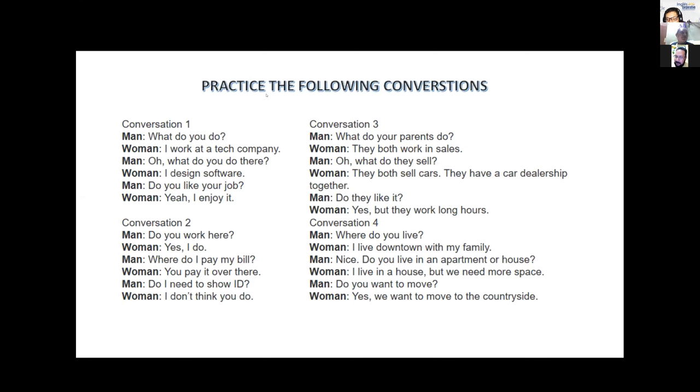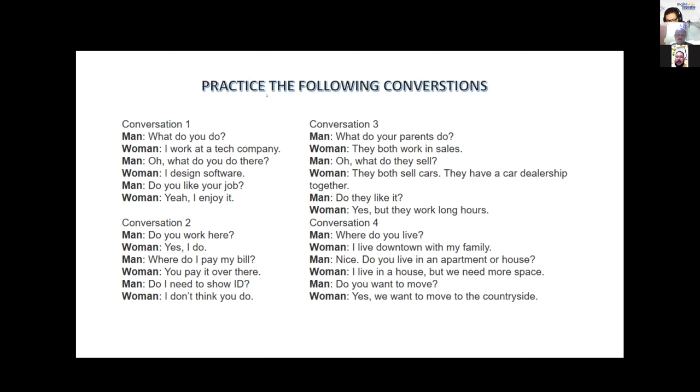What do your parents do? They both work in sales. Oh, what do they sell? They both sell cars. They have a car dealership together.